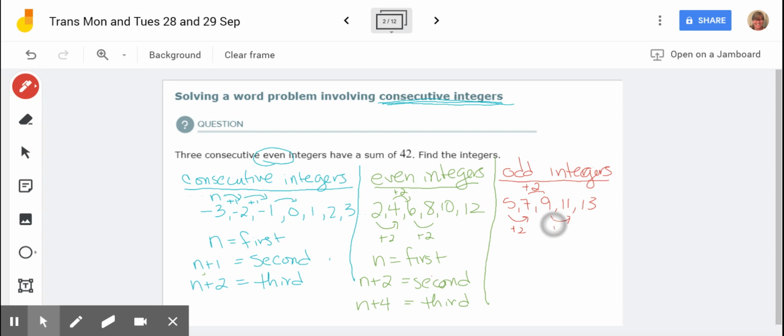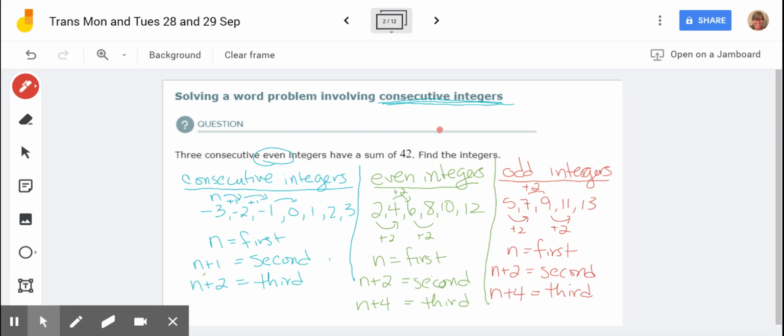2. So guess what? The first number is n. What's the second number going to be? N plus 2. It's the same. Odd and even is the same. I know it looks wrong because these are even numbers, but I promise you it's not wrong. It will work out. If they say 3 consecutive odd integers, use these. If they say 2, use these. Even and odd, samey same.